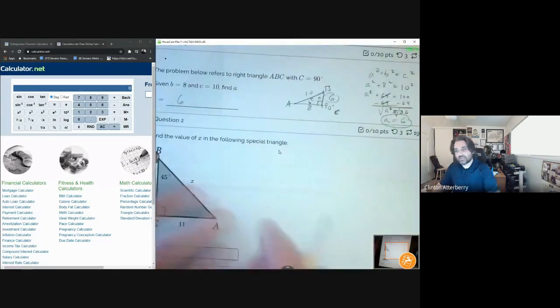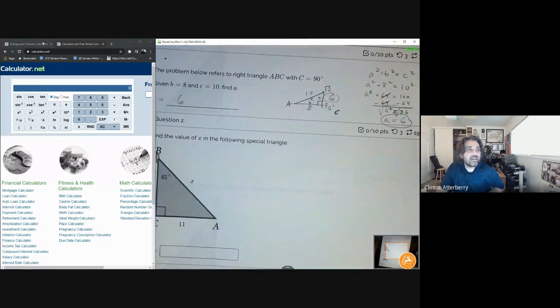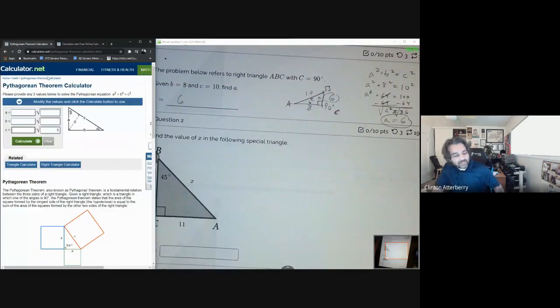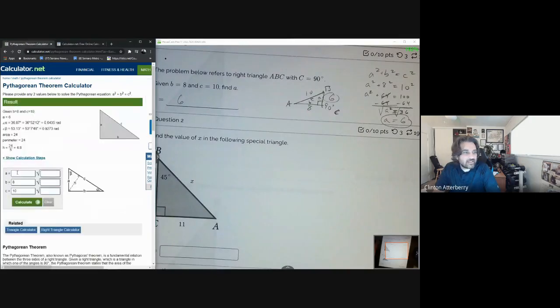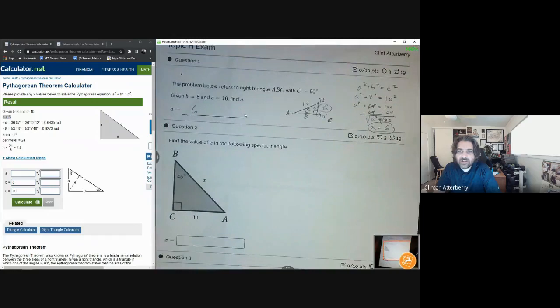And if you're not quite sure, you still struggle with this stuff, there's a Pythagorean theorem calculator. I'll make sure I post it for you guys so you know where it's at and how to get that. We don't know what A is, but B is 8 and C was 10. Hit calculate, and it says A is equal to 6 right here, which confirms what we did there. That is a 6, 8, 10 triangle, Pythagorean.